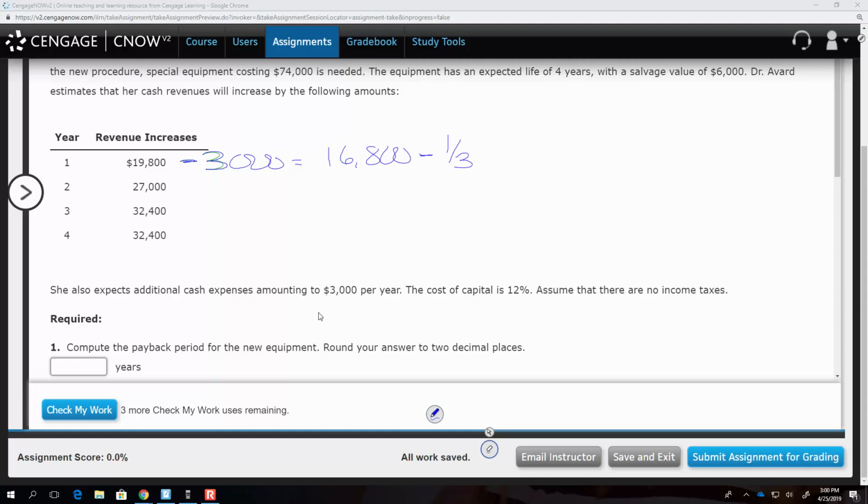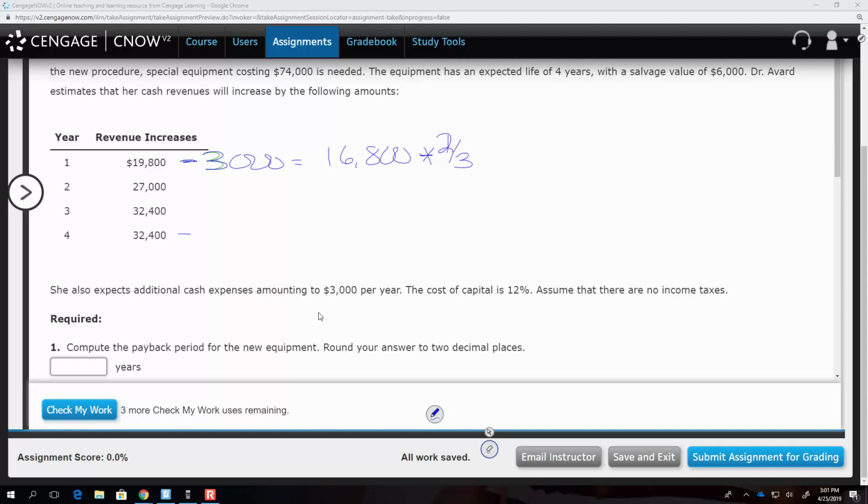Instead of subtracting by 1/3. Yes, 2/3. That's what I want you to do. That's all that changes from requirement 3 to requirement 4: the cash flow is being reduced by 1/3. So we simply multiply by 2/3 for years 1, 2, 3, and 4.